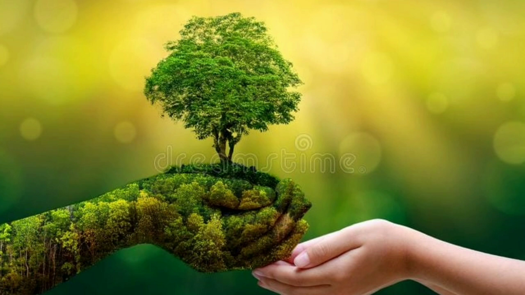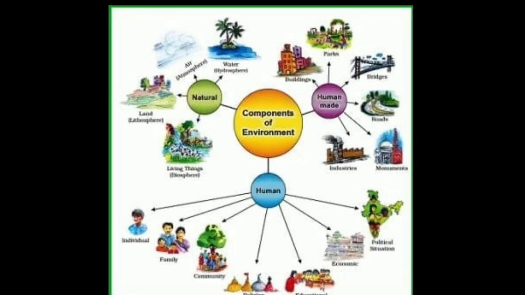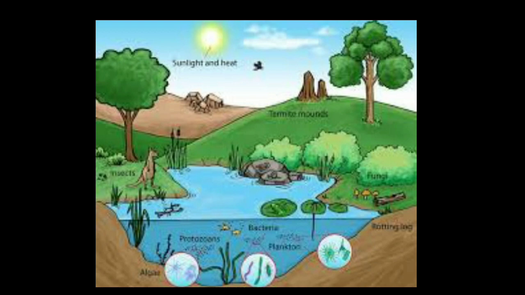Now we will see components of environment. There are three major components of environment, that is natural environment, human-made environment, and human environment. But today we will see only two components, that is natural environment and human-made environment. Now, what is natural environment? Everything which is present in nature without the efforts of human beings is called natural environment. For example, land, water, air, plants, etc. These things are present in nature without the efforts of human beings. So these comprise the natural environment.